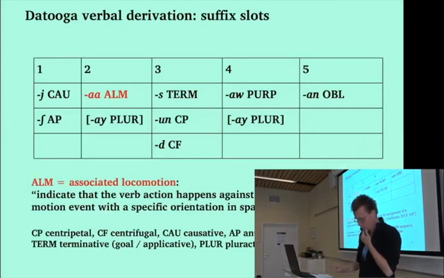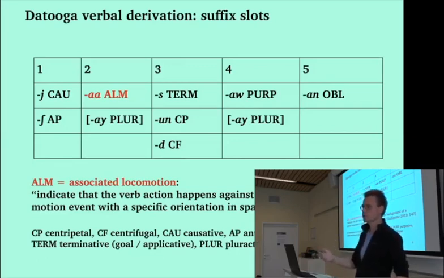Before we go into further details, you need to know that Datooga, as most of the southern Nilotic languages, has quite an elaborate system of verbal derivations. The extensions are predominantly suffixes serving a wide range of functions, that is, manipulating valency, for example, giving a spatial orientation, that is the centripetal and centrifugal markers, adding the notion of locomotion and indicating the plurality of an event. And they combine in a largely fixed order given in this, well, tagmemic approximation.